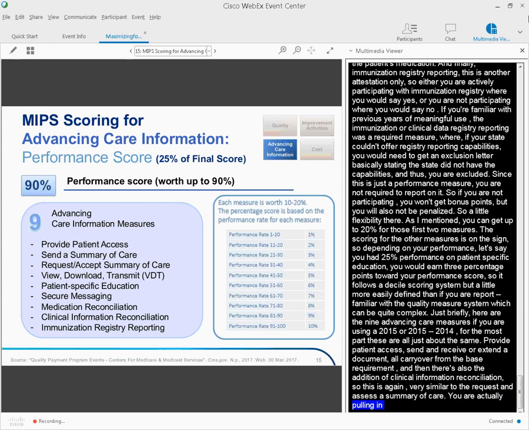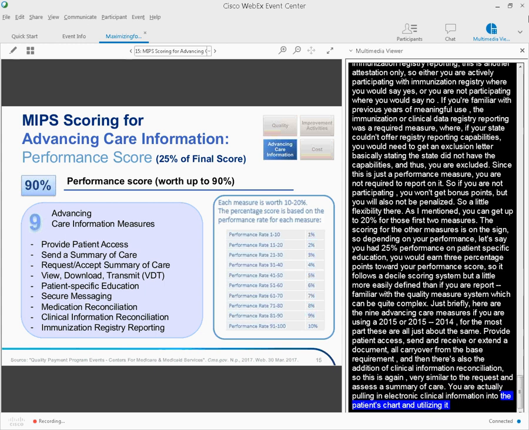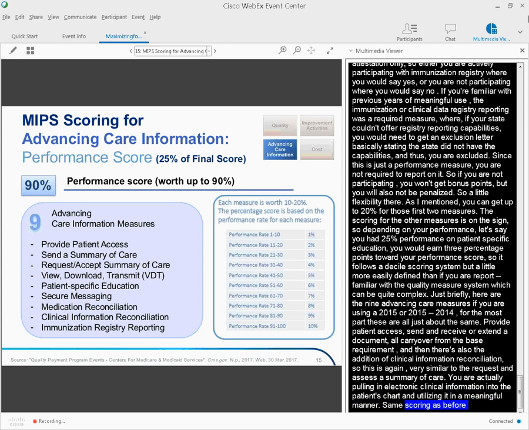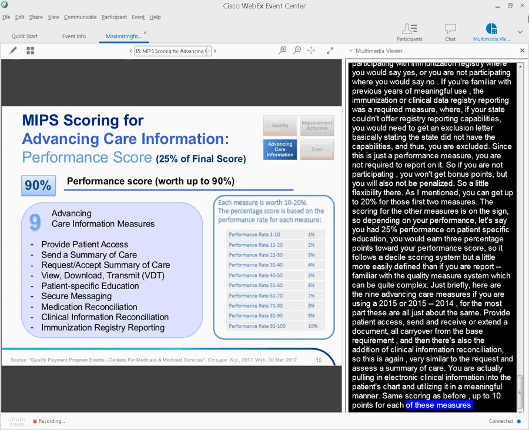Same scoring as before, up to 10 points for each of these measures. The first 2, as you can see, you can now earn up to 20. The 2017 only has 7 measures, hence those 2 are worth a little more.